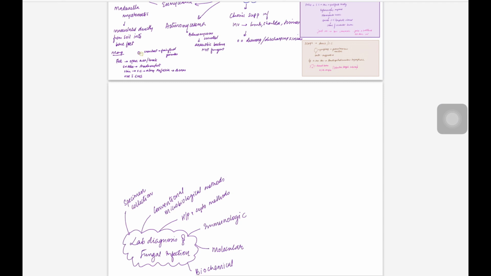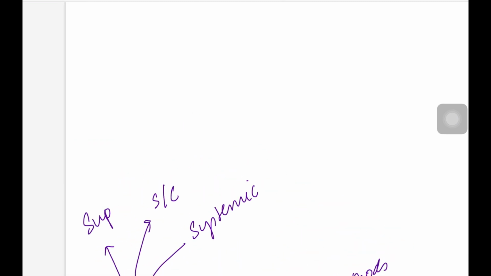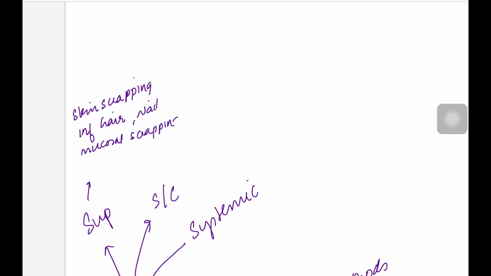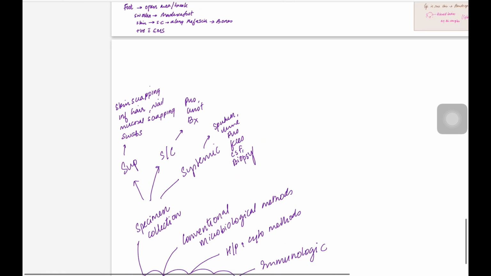Next, coming to the lab diagnosis. First specimen collection, then conventional microbiological methods, then histopathological methods, immunological, molecular, and biochemical. Specimen collection from the affected site depends on the condition. Superficial mycosis: skin scraping, infected hair, nails, mucosal scraping, or swab. Whereas in subcutaneous mycosis: pus, discharge, crust, biopsy, and swabs from the lesion. And if there is systemic involvement, then sputum, urine, pus, feces, CSF, blood, biopsy. Okay, so this is how we can collect specimens.